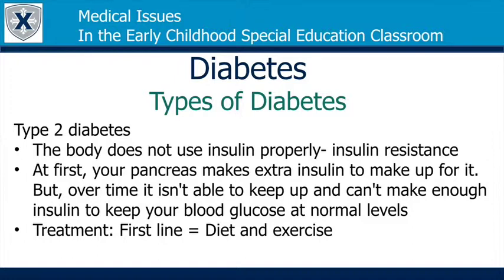And for type 1, the first line treatment is usually insulin therapy. So you would give them the shots of insulin or the insulin pump. And then for type 2 diabetes, they usually like to use diet and exercise, proper diet and nutrition.